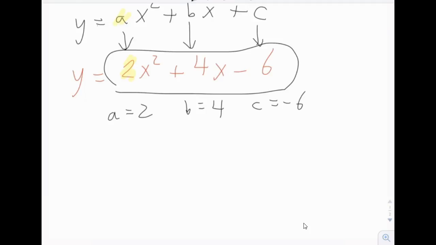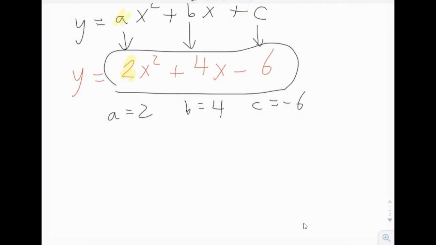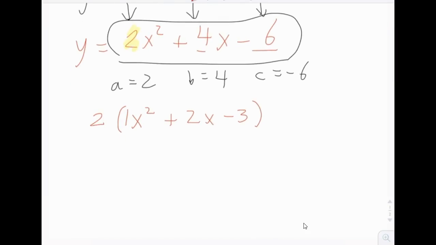You want it to be a 1 to make it easier to factor, and if it's not a 1, then one of the things you're going to do is factor out the 2 first. You factor out the number that is there. So you factor out a 2 from the 2 and you're left with 1. You factor out a 2 from the 4, you're left with 2. You factor out a 2 from the negative 6 and you're left with negative 3. Now you're going to take what's in here and factor that.